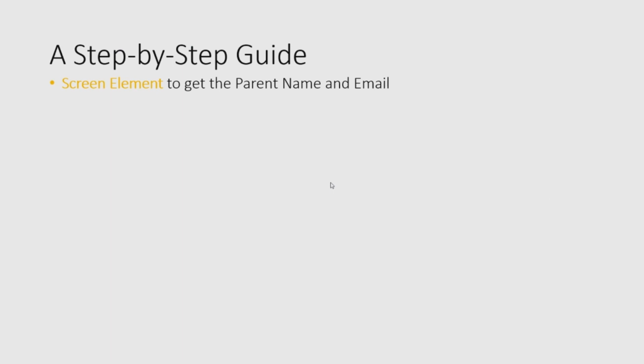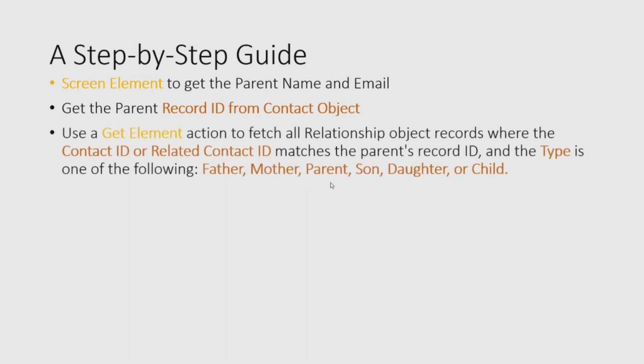So step by step, first is a screen element, as we said. This is a screen flow, where the screen element gets the parent name and email ID. Next comes the parent record ID. How do you get the parent record ID? We get it from the contact object using a get element. And what are the details that you are going to compare it with? Say for example, I need to specify the parent name and the email ID.